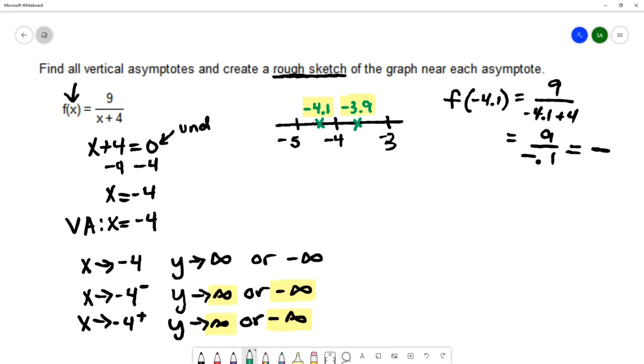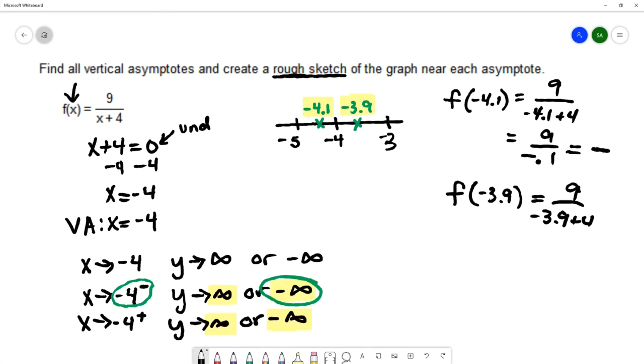So now I know that if I am below negative 4, my y value is going to approach negative infinity. Then I need to do the same thing for being above negative 4. So I'm going to test negative 3.9, which is above negative 4. That's 9 over negative 3.9 plus 4, which is 9 over 0.1, a positive value. And so now I know that if my x is above negative 4, then my y will be approaching positive infinity.